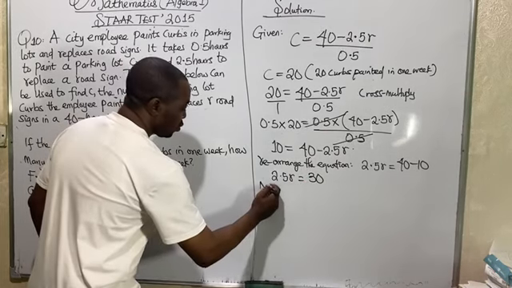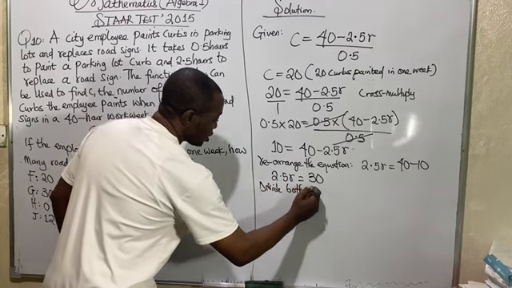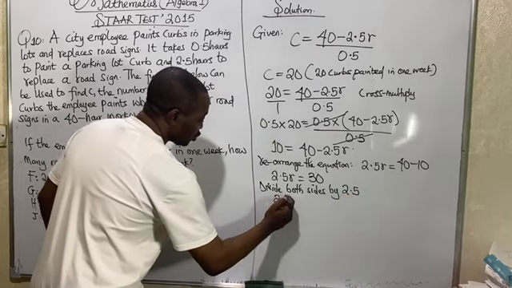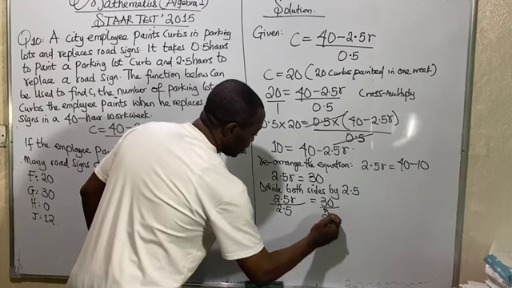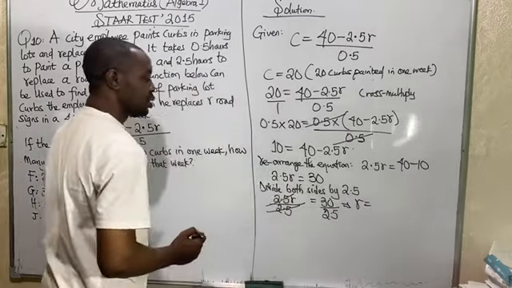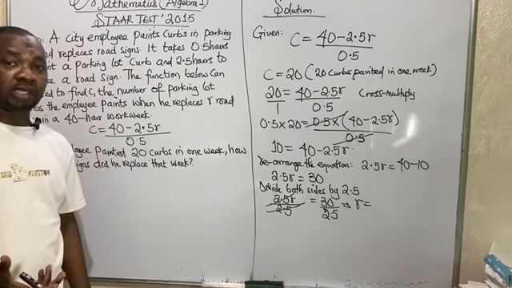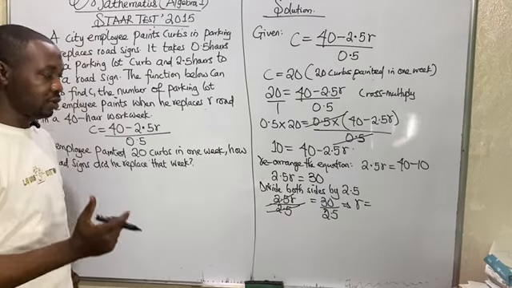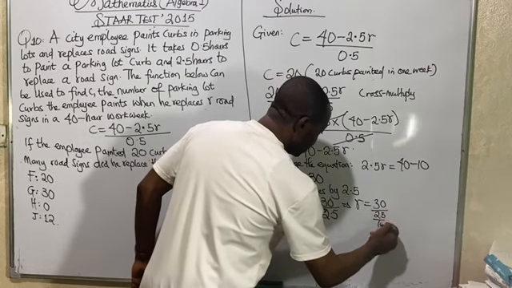To get the value of R, we divide both sides by 2.5, so that 2.5R divided by 2.5 will be 30 divided by 2.5. Now 2.5 is the same as 25 over 10. Remember, this is a no calculator problem, so we can just change this to 30 over 25 over 10.